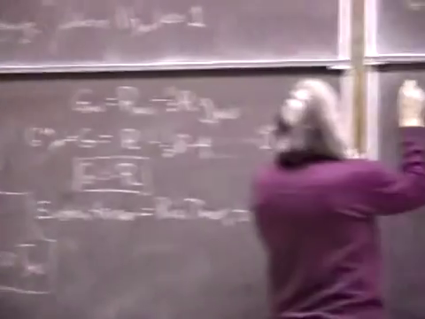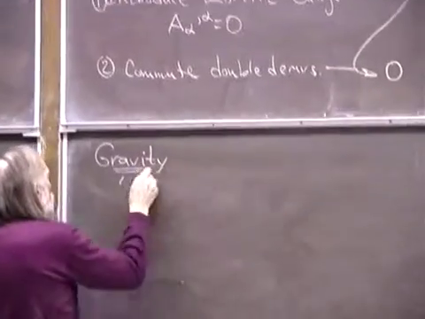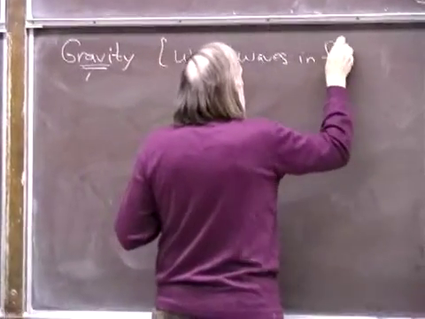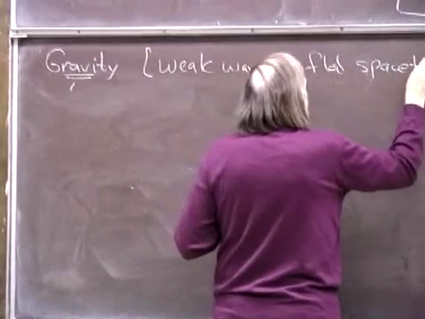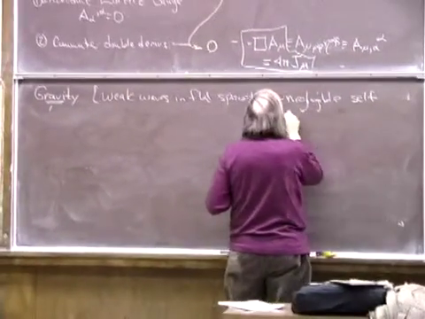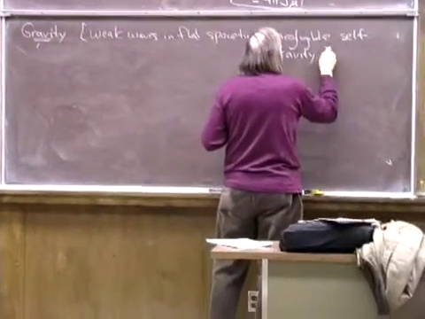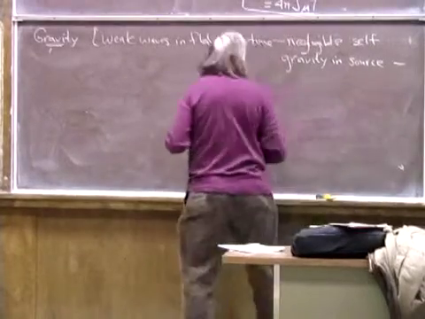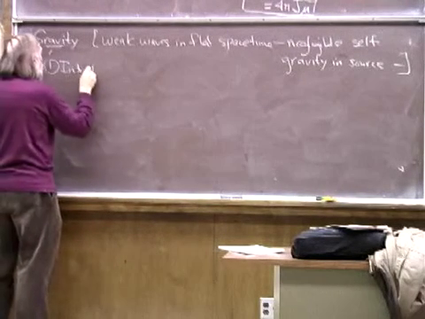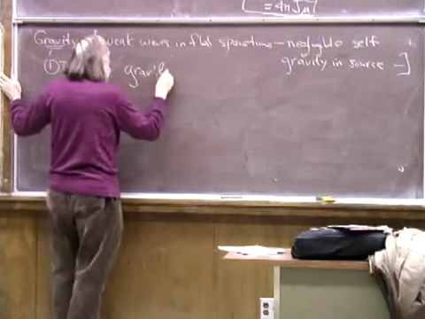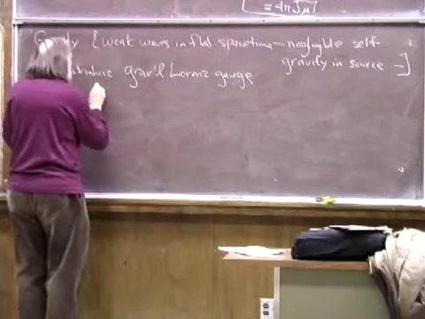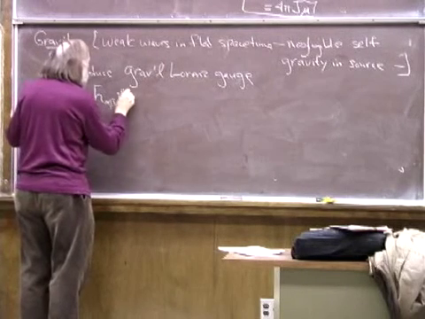So, in the gravitational case, I'm re-emphasizing this is for weak waves in flat space-time. Negligible self-gravity in the source, so it's a very special case that in fact is not the case we really deal with in the real universe. But in this case, I want to introduce gravitational Lorentz gauge. That is the gravitational analog of Lorentz gauge, which is a gauge in which h bar alpha beta comma beta is equal to 0.